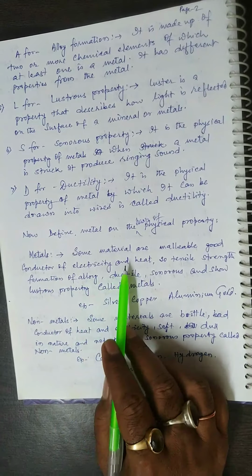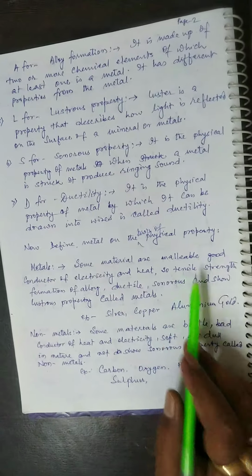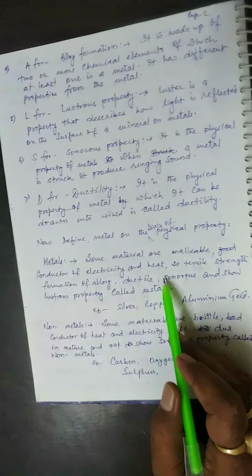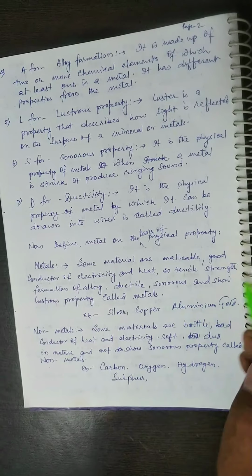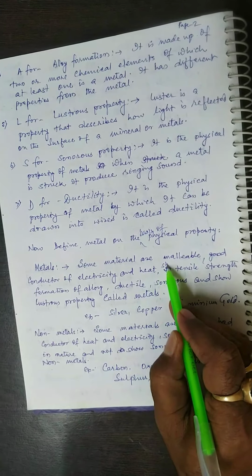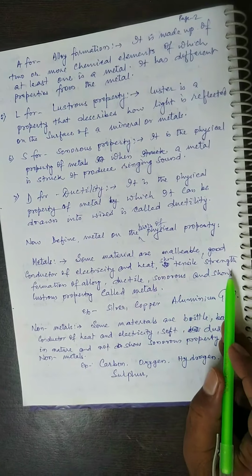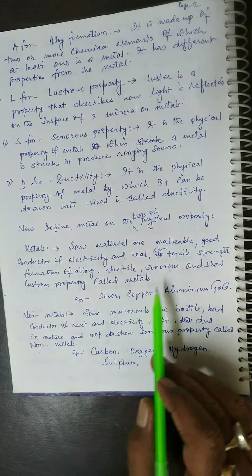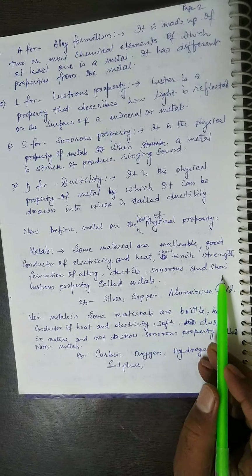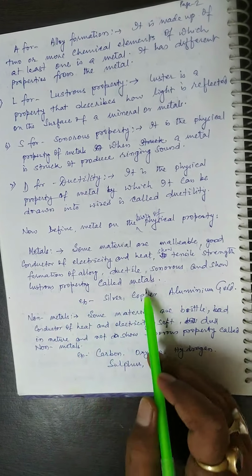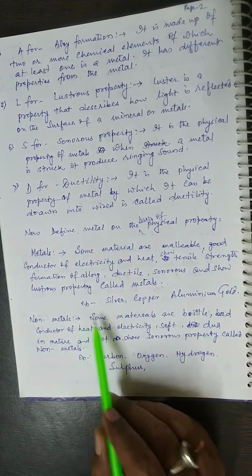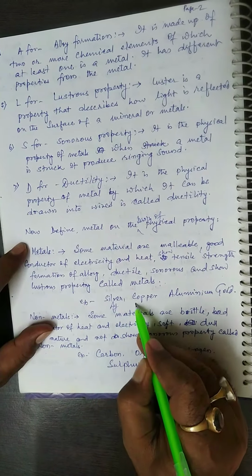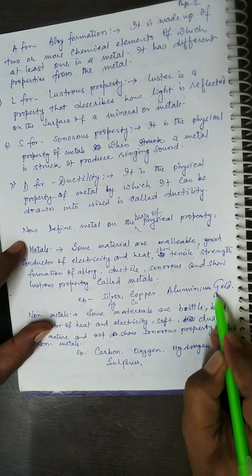Metals: some materials are malleable, good conductors of electricity and heat, with tensile strength, formation of alloy, ductile, sonorous, and lustrous property, called metals. Examples: silver, copper, gold. Ag, Cu, and Au.